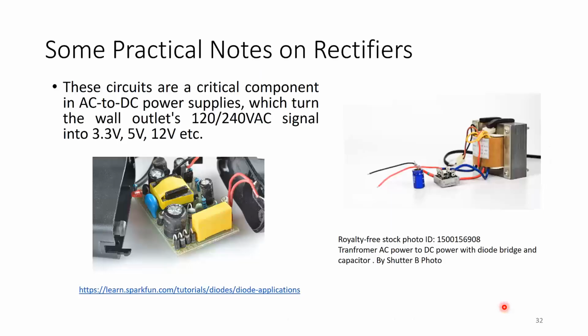Alright, so before I leave you, just some practical notes on rectifiers so that you don't imagine that these are just theory written in textbooks but not practiced. These circuits are a critical component in AC to DC power supplies. As I said, if you take it out from the wall socket before it goes into the television, in the television there is a rectifier circuit. A lot of these electronic devices have inbuilt DC power supplies, and it turns the wall outlet's 120 or 240 volt AC signal into 3.3 volts, 5 volts, 12 volts, 24 volts, etc.